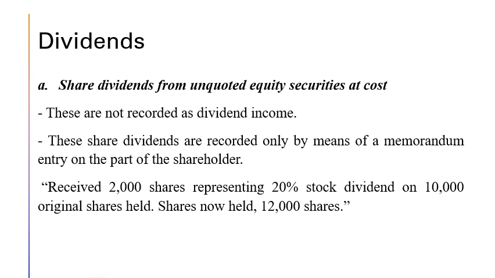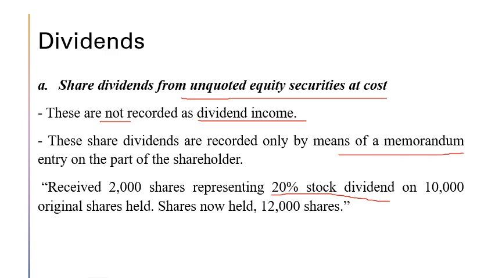So the first one here is from unquoted equity securities at cost. Again, share dividends are not dividend income, and these will be recorded only by means of a memo entry. And how do we write a memo entry for this one? For example, you have to write: received 2,000 shares representing 20% stock dividend. So stock and shares, they are just the same. On 10,000 original shares held, shares now held is 12,000 shares.